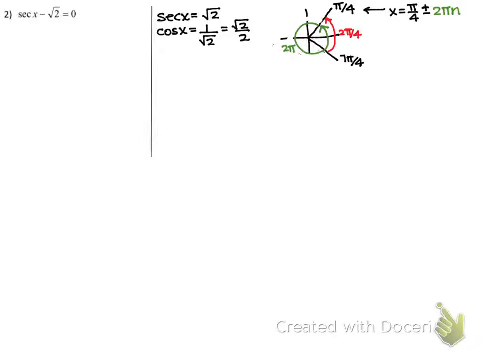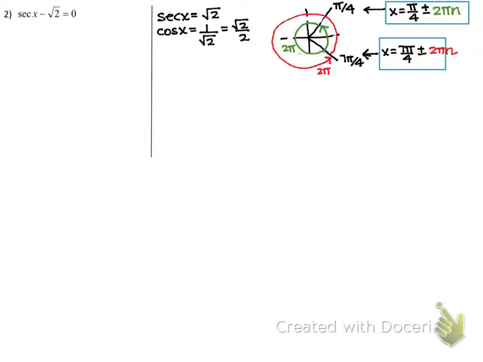Well, you're going to have to do the exact same thing here with the red guy, because that didn't work. I couldn't get them together. So if I'm at 7 pi over 4, I'm going to have to loop all the way around to get back here. That's also a 2 pi distance. So this answer is going to be x is equal to 7 pi over 4 plus or minus 2 pi n. Both of these are your answer. You have to give both of them, because each one of those locations is going to give you that secant is equal to root 2.